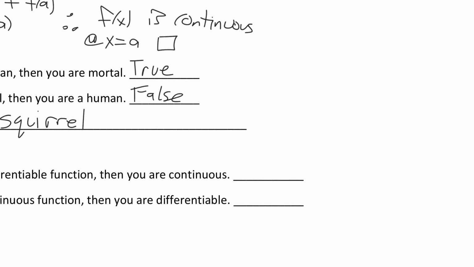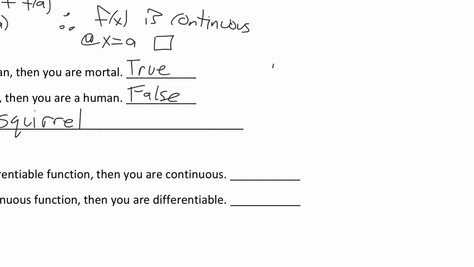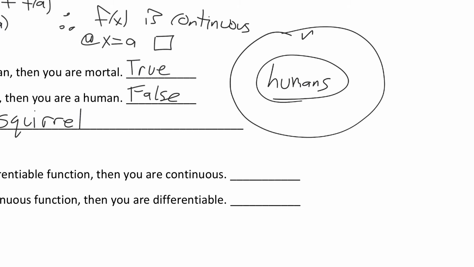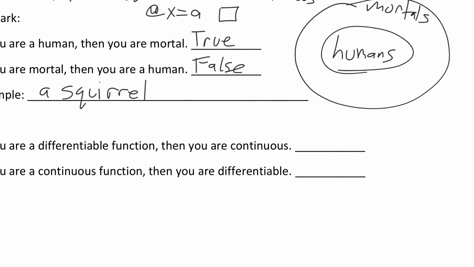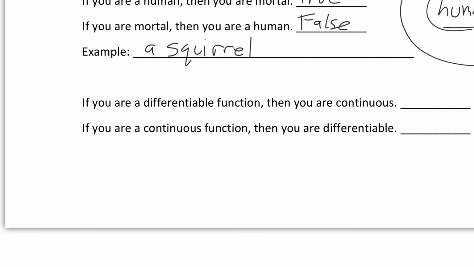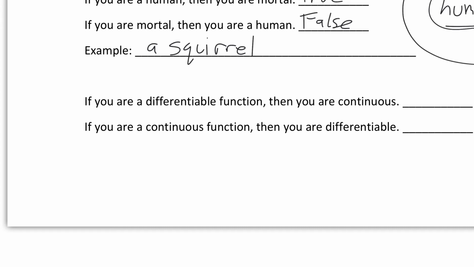If you were to diagram it out, what happens is that humans are inside here, and mortals are inside of here. So all humans are mortal, but not all mortals are human. They're not the same thing, and so you can't go switching the statement around. Now let's go ahead and look at it in the context of calculus.